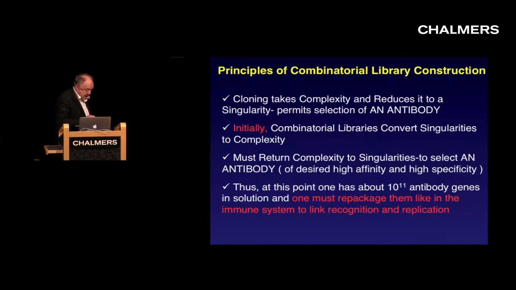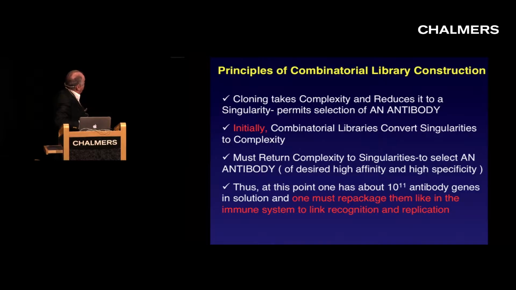So what can you say are the principles at this point? Cloning takes complexity, that's what the word means, and reduces it to a singularity that permits selection of an antibody. Initially, the combinatorial libraries were the wrong way around. They converted singularities to complexity. And this is polite company. I won't remark on what people thought of us to take this beautiful spleen and wreck it, okay?